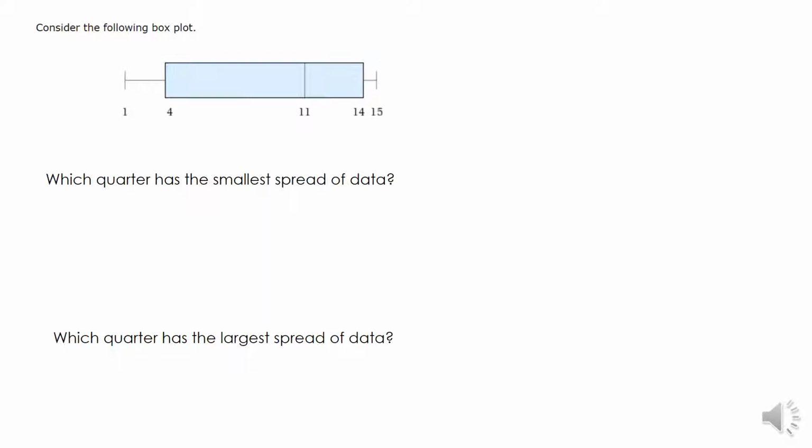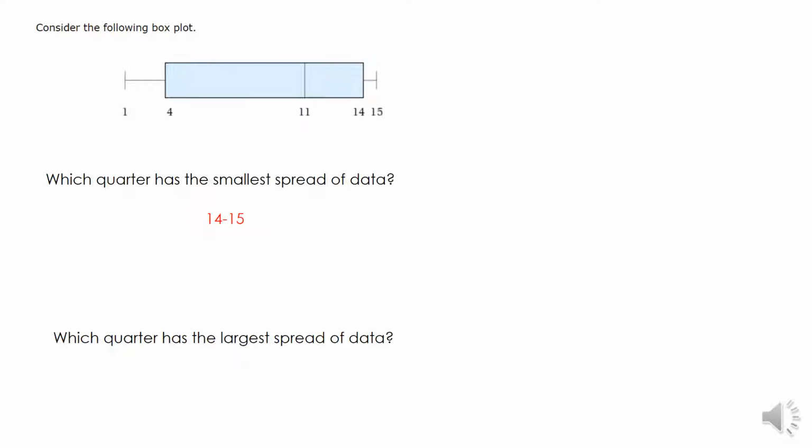It says, consider this box plot, and it wants to know which quarter has the smallest spread of data. Be careful and pay attention to the directions: if it says quarter, it's got to be one of these: 1 to 4, 4 to 11, 11 to 14, or 14 to 15. Those are our 4 quarters. Looking at them on this box plot, it's easy to see that the smallest spread of data is 14 to 15. So that quarter has the smallest spread.